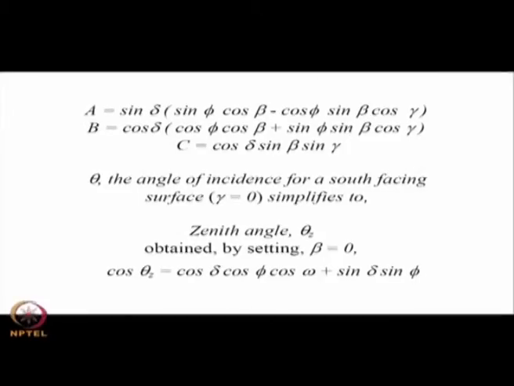The second type of measurements generally done are on a normal surface. That means, if the instrument sensor is normal to the sun's ray, that will be used most of the time as a check against the horizontal measurements. Otherwise, the instrument has to keep on tracking the sun if you want to be continuously normal to the sun's rays. So, zenith angle theta z is simply obtained by putting beta equal to 0, that is the horizontal surface, and which is given by a very simple formula.